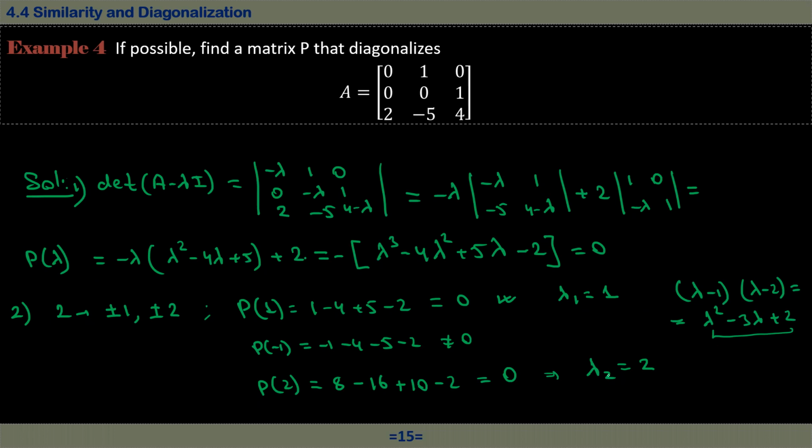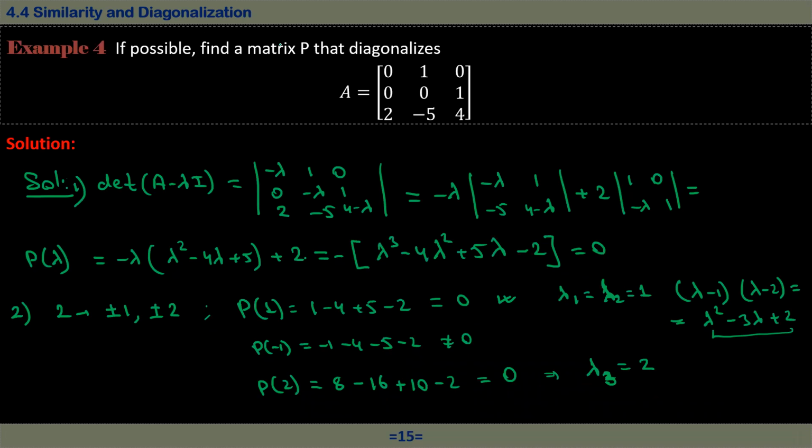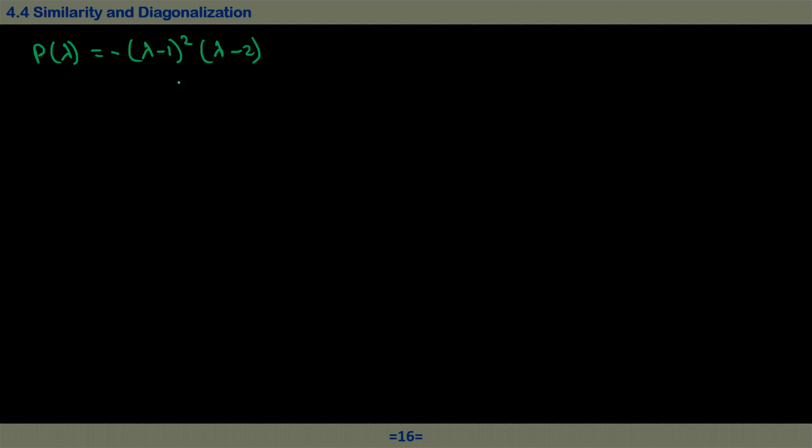So here I can just write, let's say this one is lambda 3, and lambda 1 equals lambda 2, that's equal to 1. Then we can just write those things. So here we have that the polynomial is equal to minus lambda minus 1 squared times lambda minus 2. Is that right? Here we have 2 and here we have 1. So which means that lambda 1 equals lambda 2 equals 1, and lambda 3 is equal to 2.